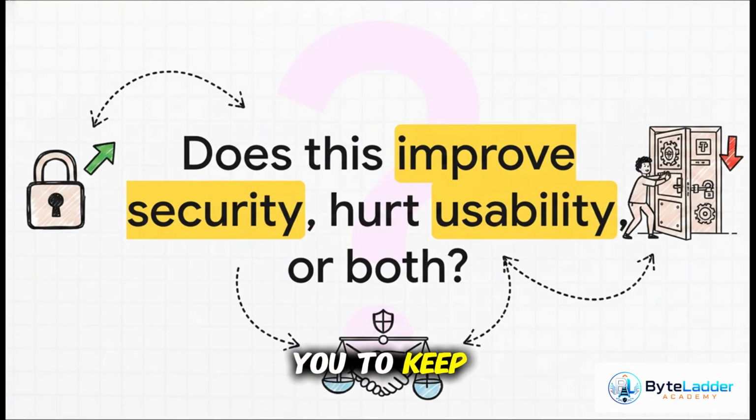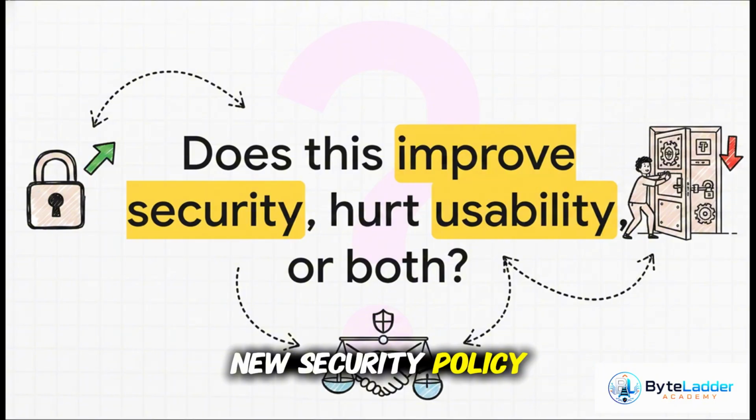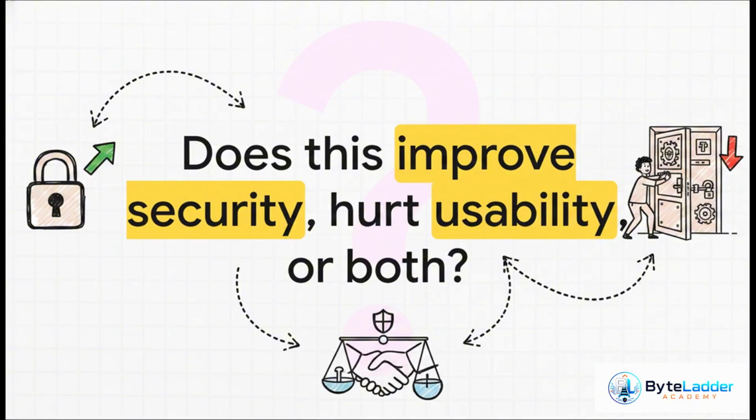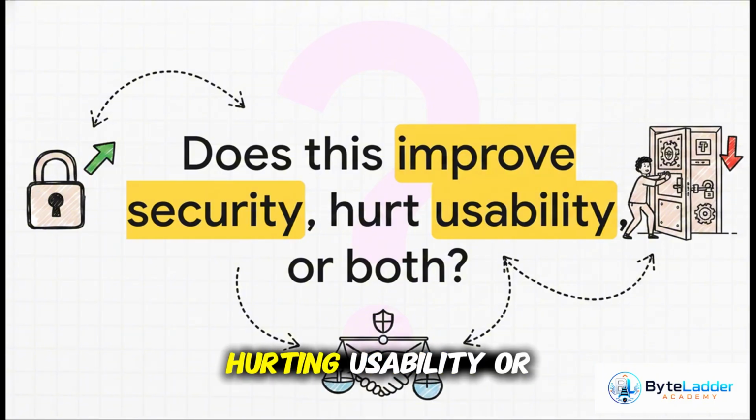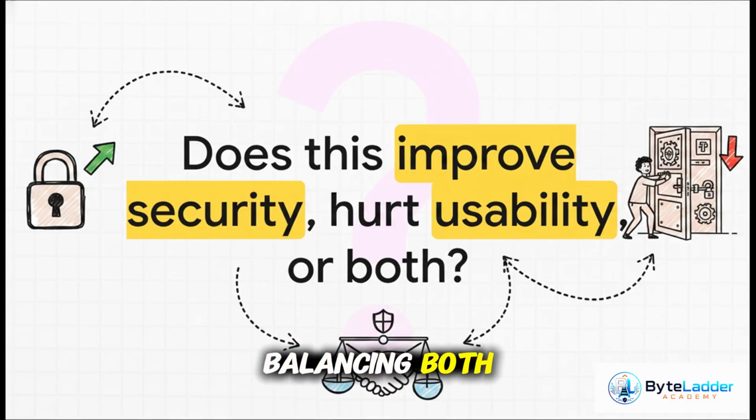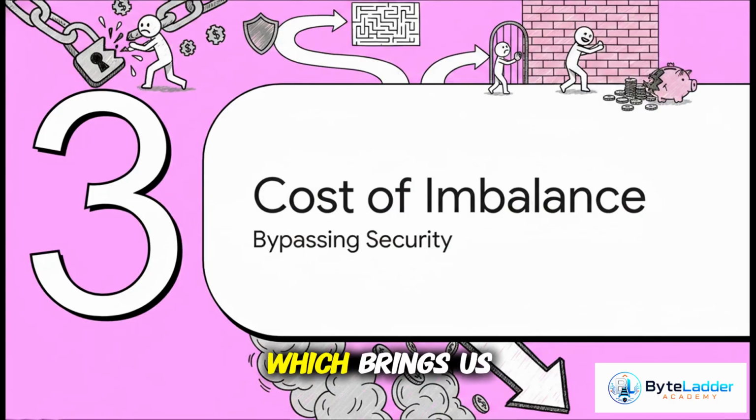So, I want you to keep this crucial quiz question in your back pocket. Whenever you implement a new system or write a new security policy, you've got to stop and ask yourself, is this control improving security, hurting usability, or balancing both? If it's just hurting usability without a massive gain in security, you definitely need to go back to the drawing board. Which brings us to Section 3, the cost of imbalance.